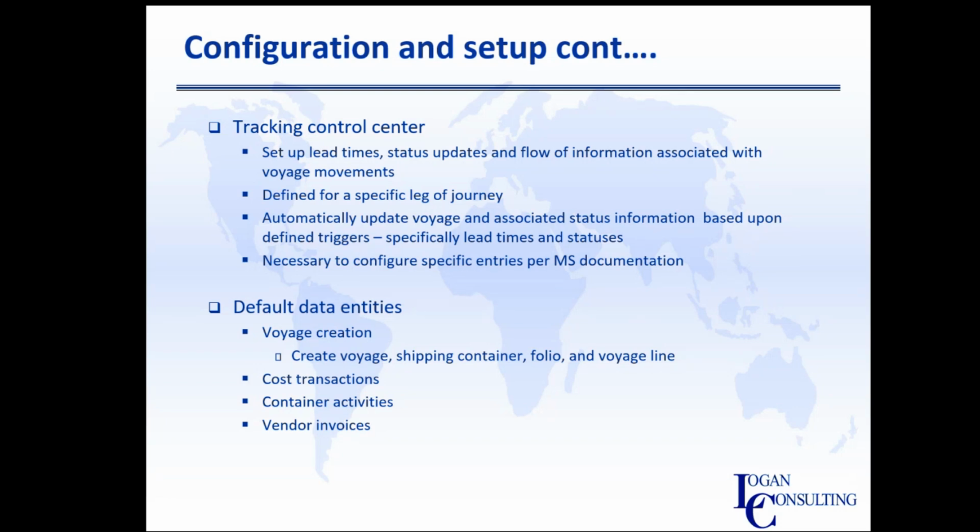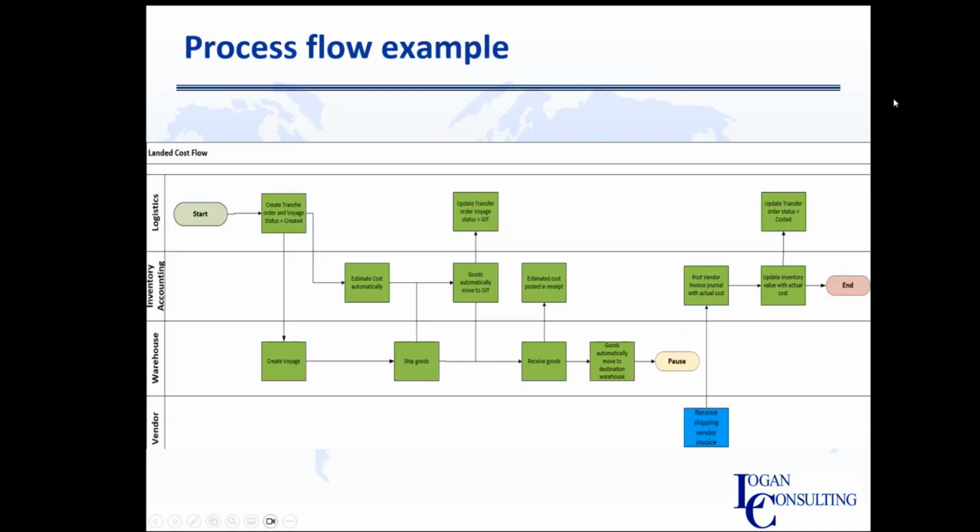And then there's some default data entities that automatically are available as part of enabling the landed cost module. You can automatically create voyages and associated voyage information through these data entities. You can enter cost transactions, container activities, vendor invoices, and such. Next, we're going to be talking about process flow. So hopefully, once we get into the system, if there's anything unclear, we can clear it up a little bit. So we'll move on to our process flow example.